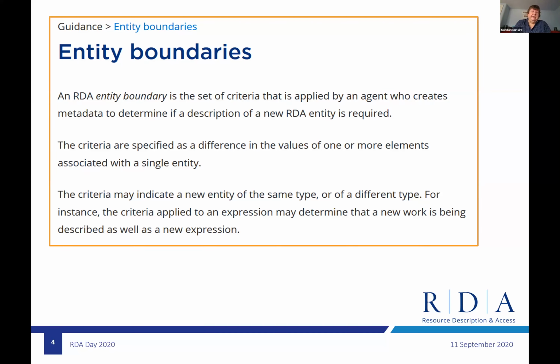So we have, after discussion at the last RDA Steering Committee meeting, which we're conducting asynchronously, the RSC approved a proposal to add specific guidance on entity boundaries to the toolkit. We define an entity boundary as a set of criteria that you apply as a cataloger to determine if a description of a new RDA entity is required.